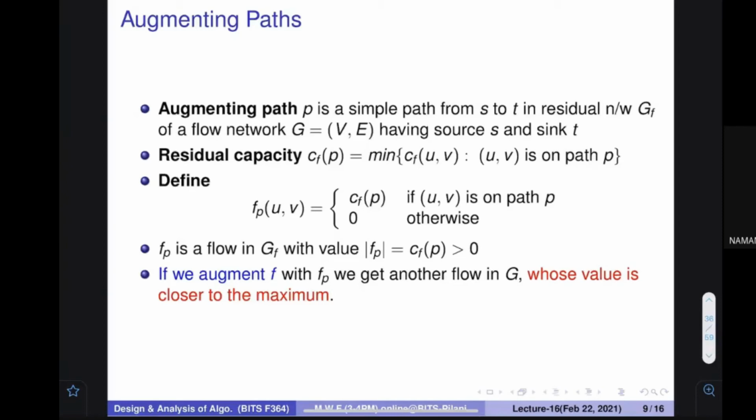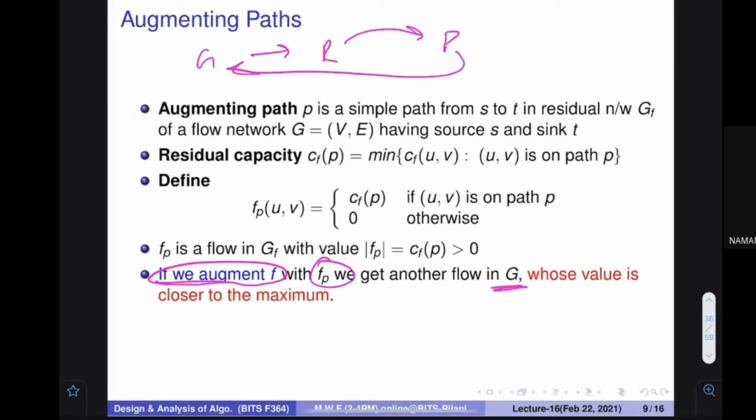So ultimately the same thing that I wanted to tell: from the graph you created the residual network. Into the residual network you find the augmenting path P, and you add over here. We augment F with FP, and we get another flow G, whose value is closer to the maximum. So if you do the same thing multiple times, you would reach the final answer. This is what the understanding is.